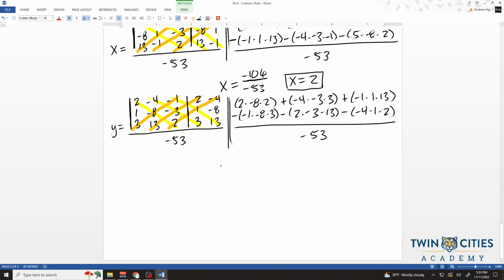Okay, y equals. Let's plug this into a calculator. Let's see, that's going to be positive 53 over d, which is negative 53. Divide 53 by negative 53, and we get y equals negative 1.